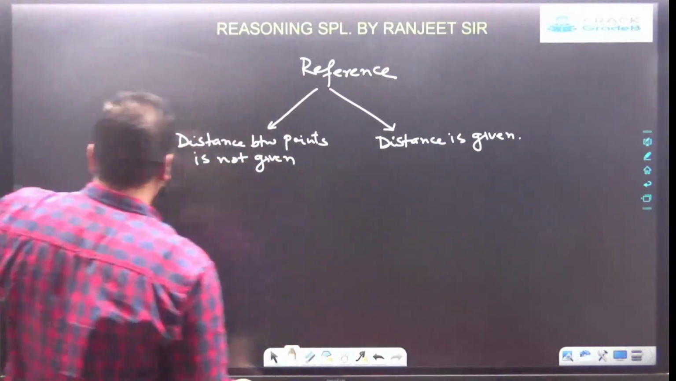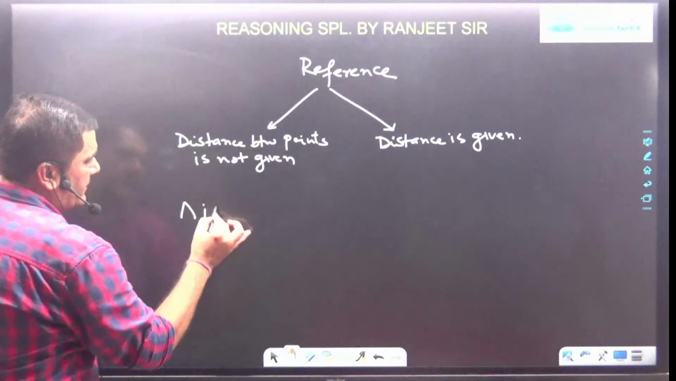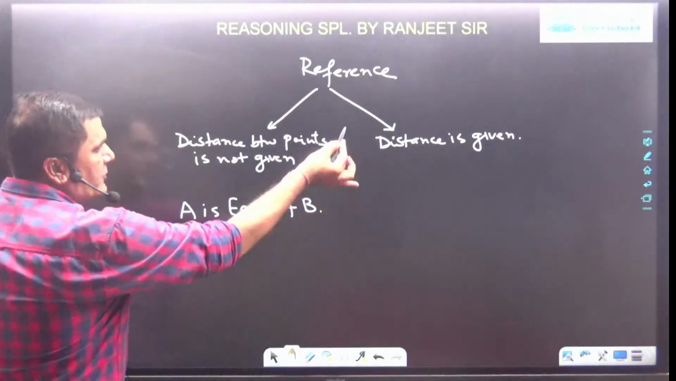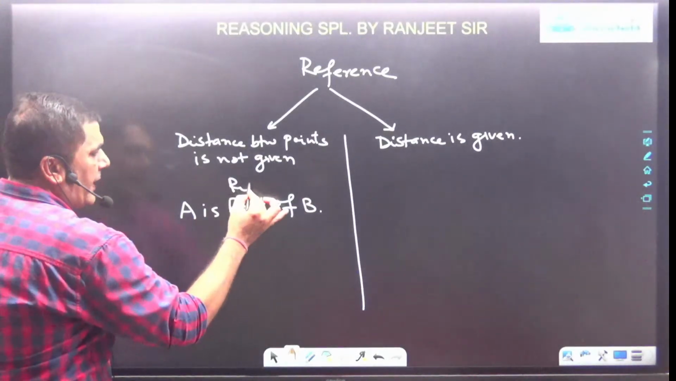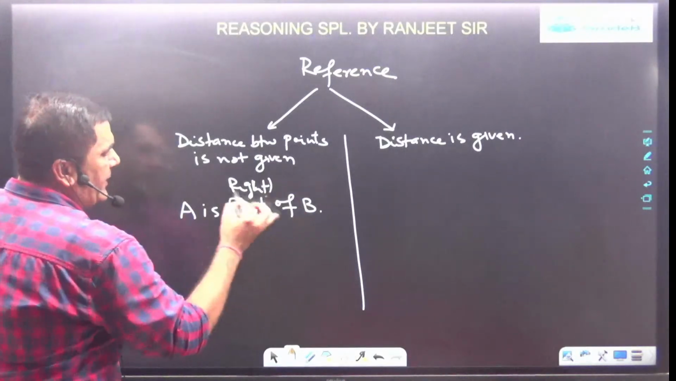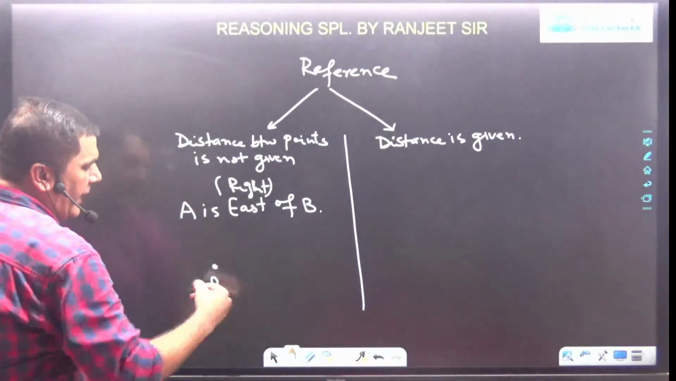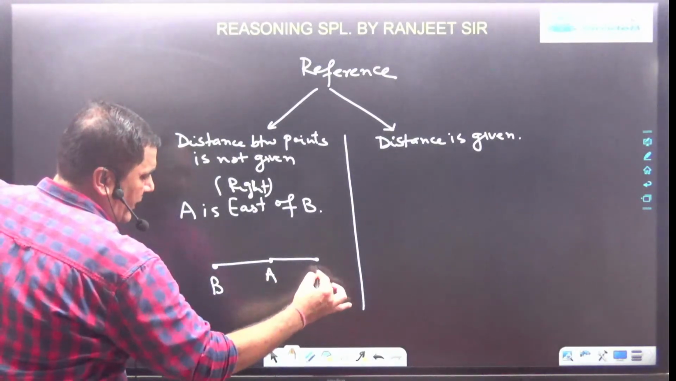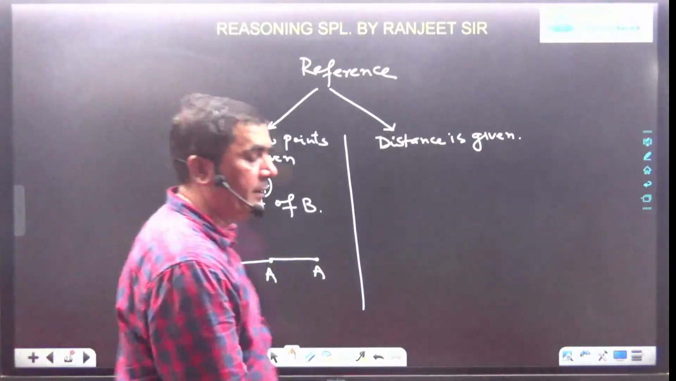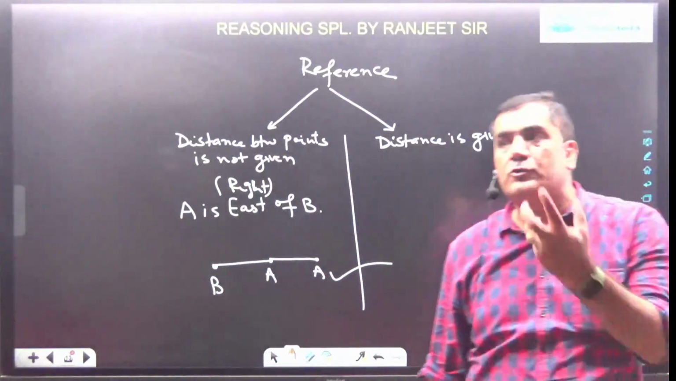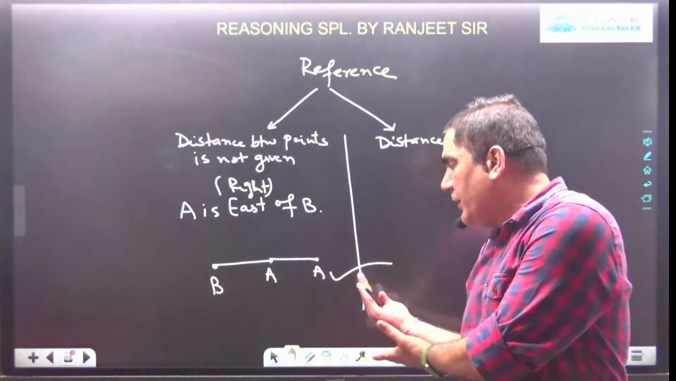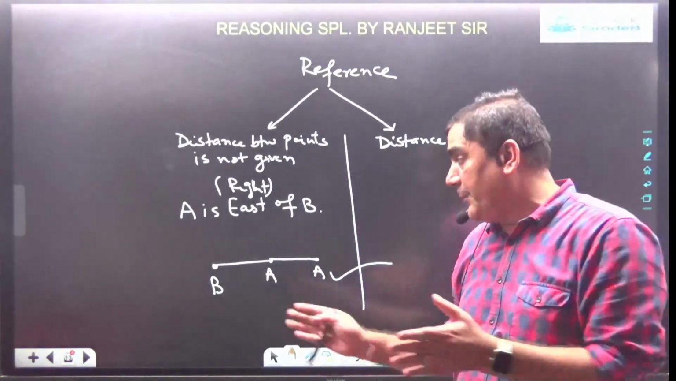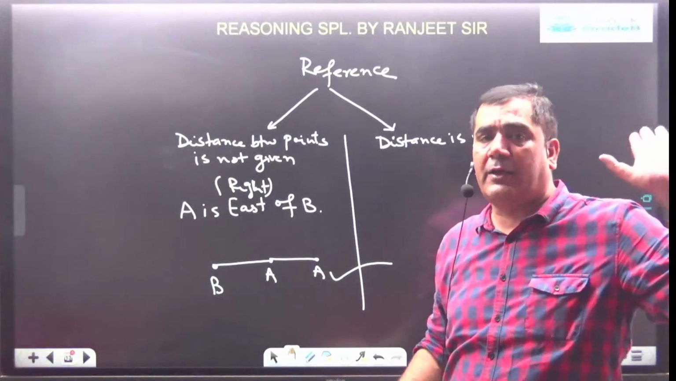What is the meaning of this? Suppose I am saying A is east of B. East means right. So I can say A is on the right of B. If B is over here, then A is on the right, which means you can take A anywhere, because how much to the right is not given to me. So the distance between the two points is not given, which means any point to the right of B I can take as A. Anywhere I wish I can take.